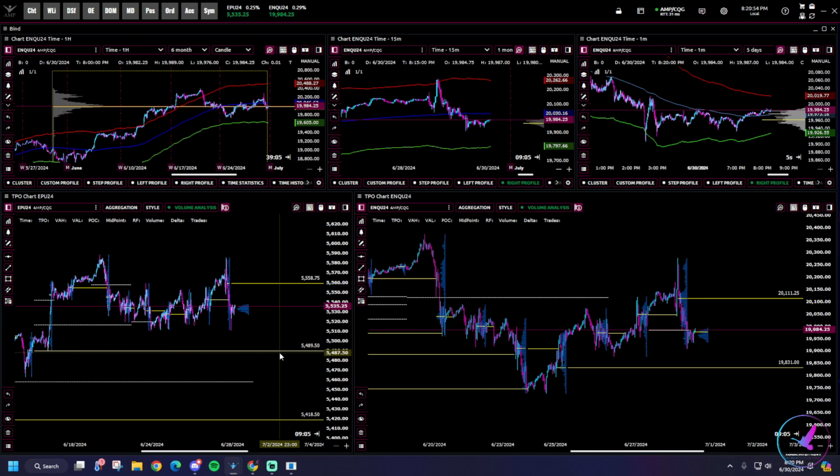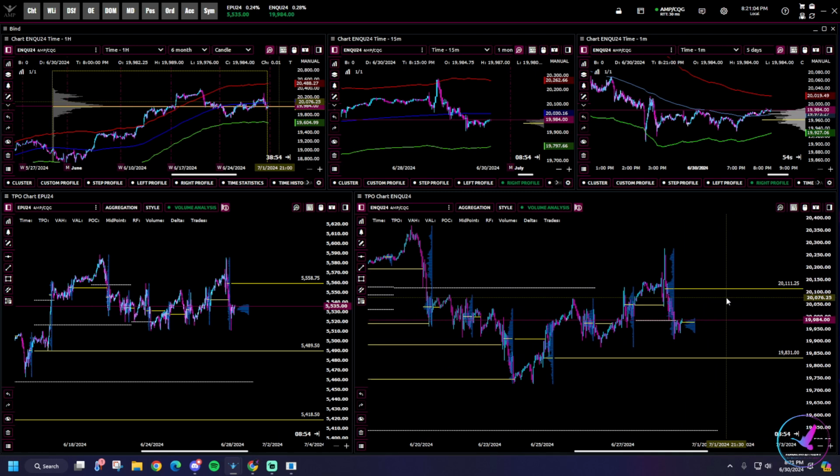So that's what I'm going to be looking for: pressing that POC while overextended, get a rotation, and try to reach that other POC. And that's the same thing for NQ as well. We have 2111, and then we have 19831 as our two untested POCs.